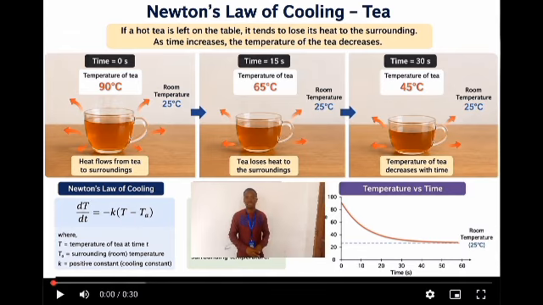The general idea is that the rate of change of the temperature is directly proportional to the temperature difference. If we remove the proportionality sign, we find that the rate of change of the temperature is equal to negative k times the temperature difference. Here k represents the rate constant, T represents the temperature, and T_a or T_s represents the room temperature or the surrounding temperature.